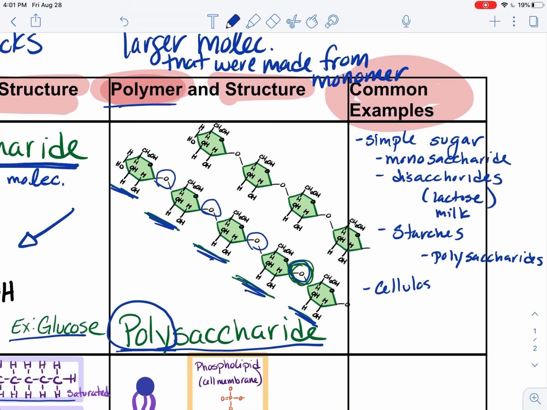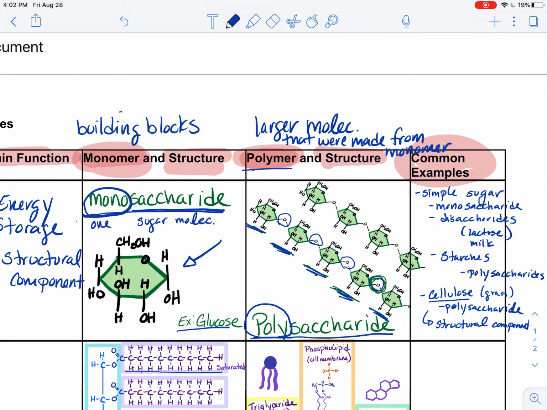You also have something called cellulose, which is an interesting polysaccharide because although it does store energy, most of us can't digest cellulose because cellulose is found in lots of plant products like grass and leaves and stuff. Cellulose not only acts as energy storage for some organisms, the ones that can digest it, but cellulose is a really important structural component of the cell walls to give them more integrity. All right, so that's a little bit about carbohydrates.